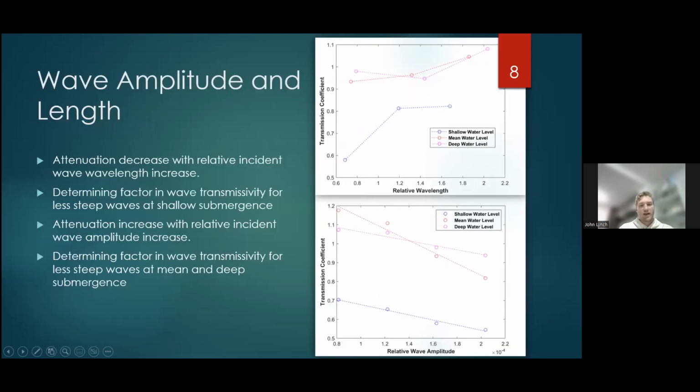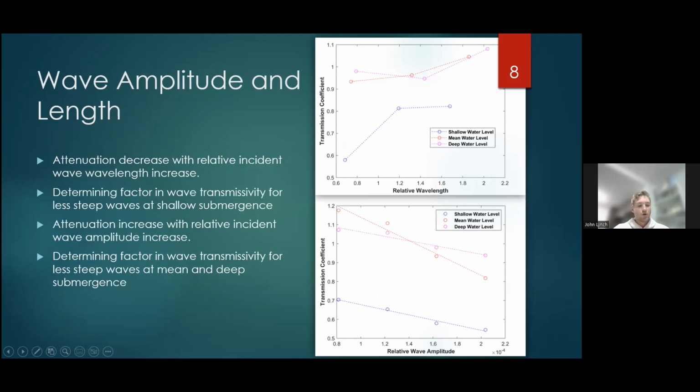So on the top, we have the wave attenuation performance shown to increase as the incident relative wave amplitude increases, and the relative amplitude is just the wave height in relation to the reef module height. So this becomes the determining factor in transmissivity for waves less steep than 0.012 at the mean and deep submergence level.